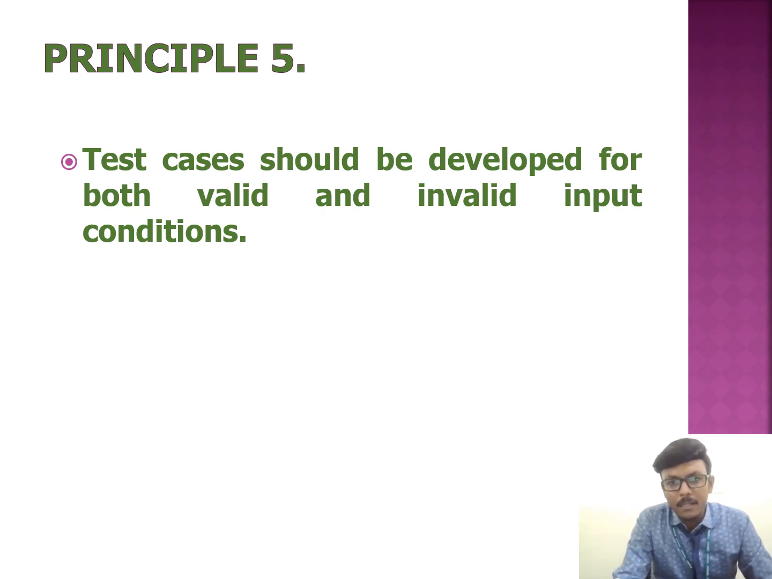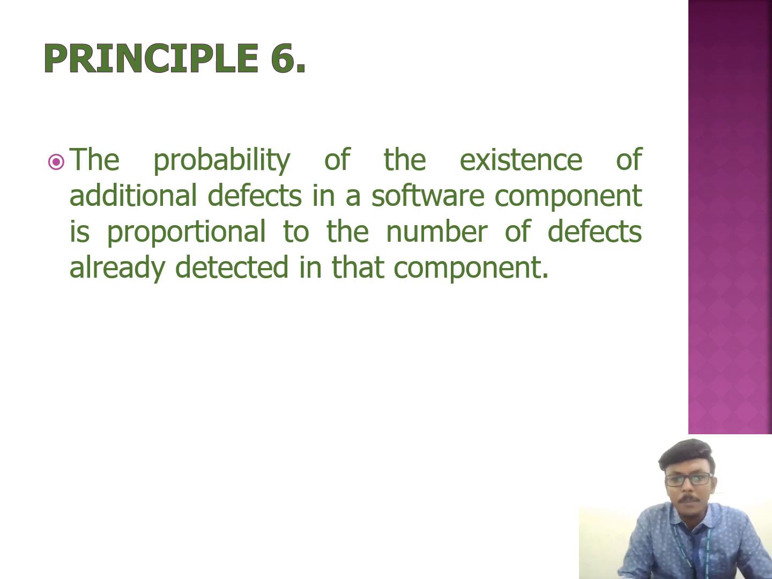Next principle: the probability of the existence of additional defects in a software component is proportional to the number of defects already detected in that component. What it means is, suppose initially when we do testing we find a large number of defects, it indicates that on further exploring or analyzing, we can still expect more errors. So more possible errors will come. This is the sixth principle.